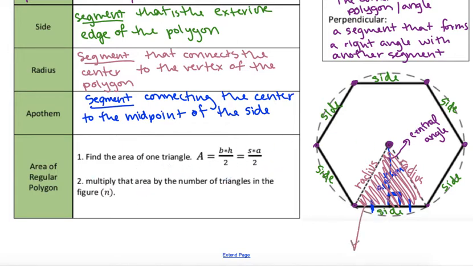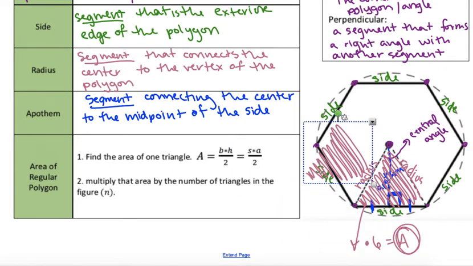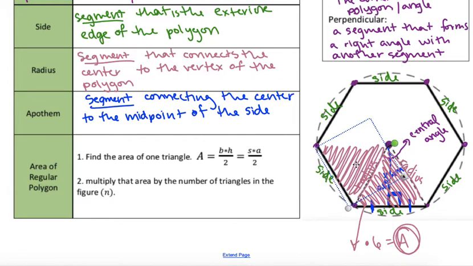So if I took this and multiplied by 6, it would give me the total area, because every single one of these triangles is the exact same. If I took this and rotated it, keeping this here, I would do one here, a second one, rotating to keep it at the center.